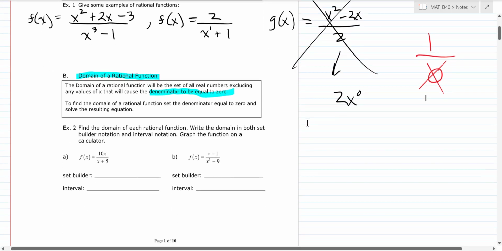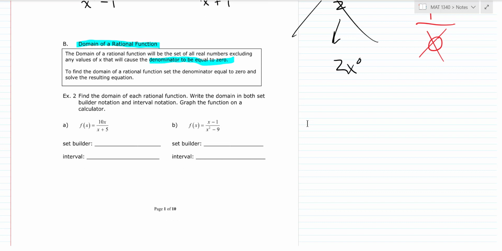Sometimes you can't do it in your head. Okay? So whenever you find the domain of a rational function, all you care about is the denominator only. You don't even need to pay any attention to the numerator. So what you're always going to do is set the denominator equal to 0, and then solve that, whatever that equation is. Okay, so all I'm going to do on this problem is just do x plus 5 equals 0. And I'm going to solve that equation, which you can do in your head.